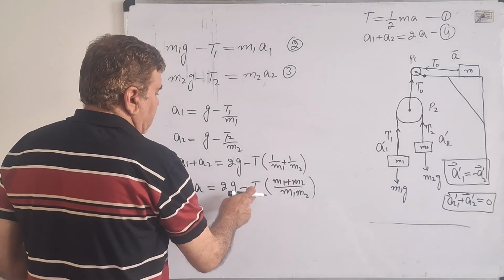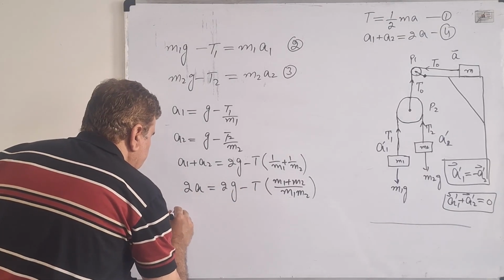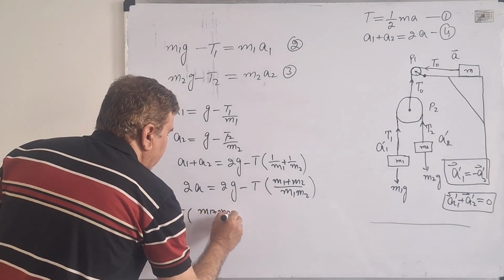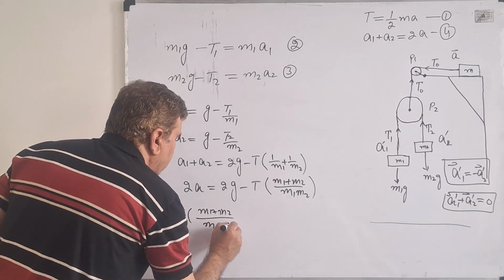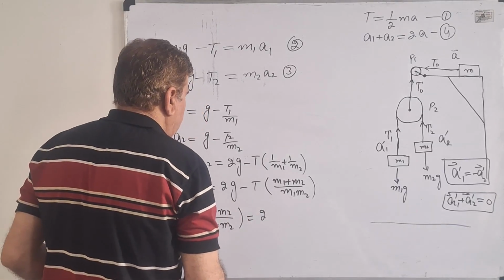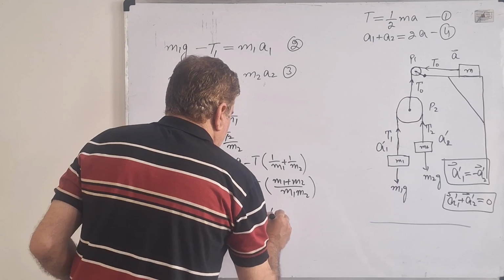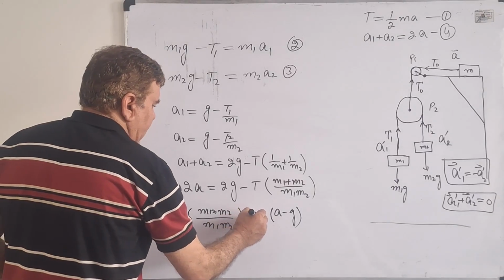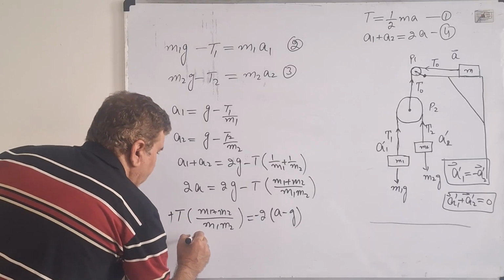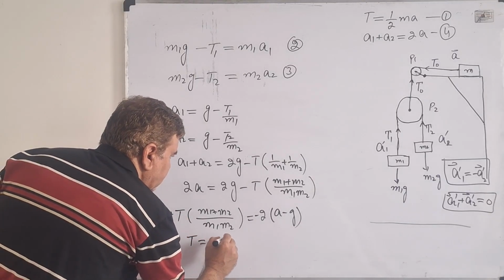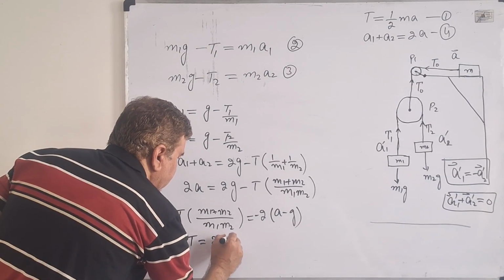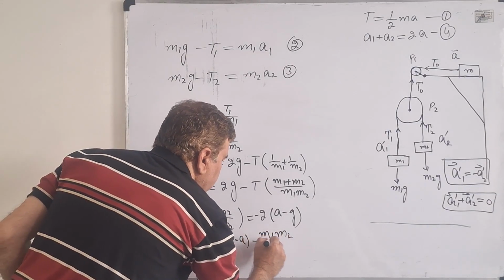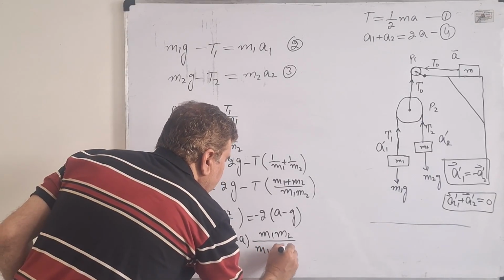And from this I can find the value of T, and that I do like this: minus T into M1 plus M2 divided by M1 M2 equals 2 times A minus G, or if I take this to this side, and then I'll get G minus A. So finally I can write T equals 2 times G minus A into M1 M2 divided by M1 plus M2.